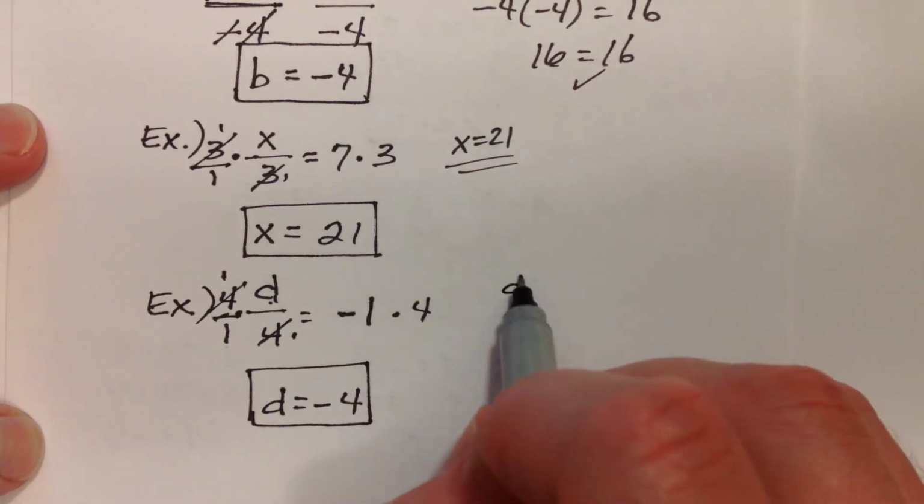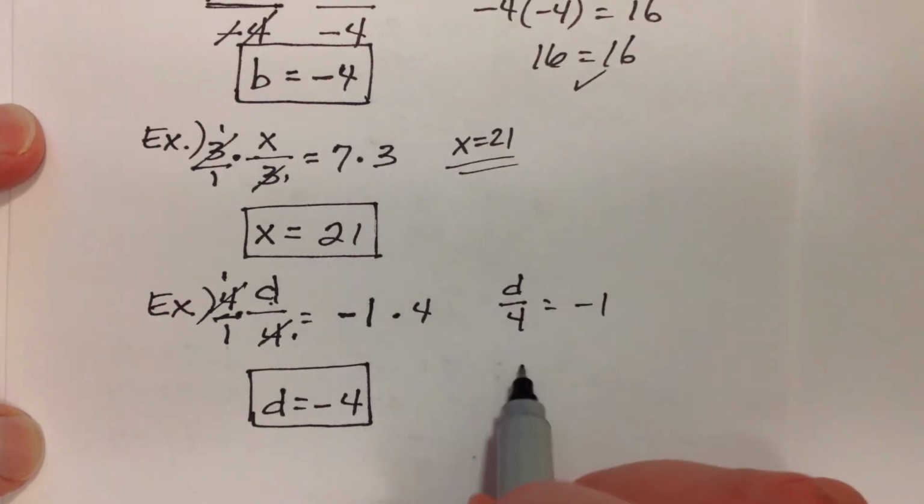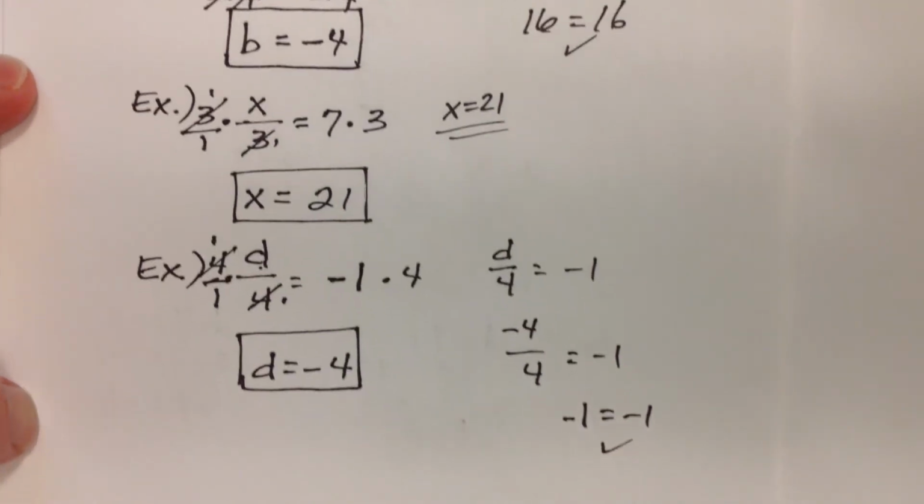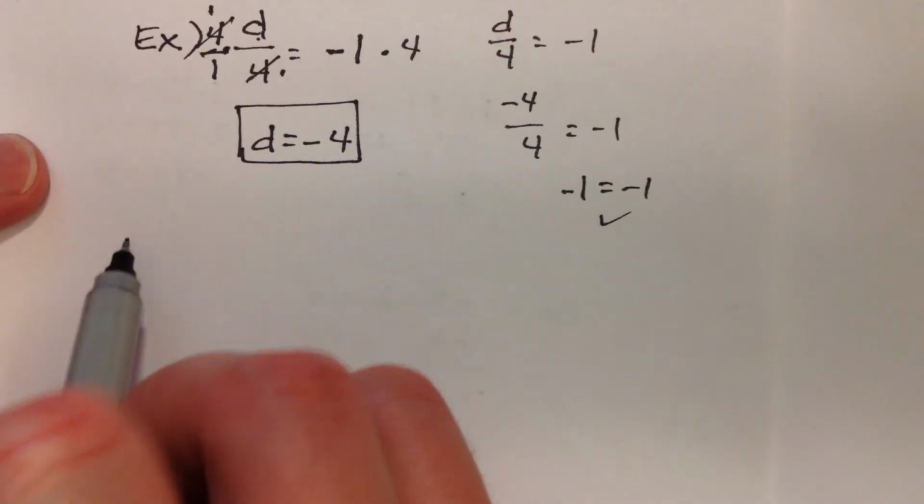And this time let's go ahead and check it again. So I started out with d over 4 equals negative 1. So now let's put my negative 4 in for d. And negative 4 divided by 4. Oh, hey. Negative 1 equals negative 1. Check. It's cool. Works out. Okay, let's keep going and do something a bit harder now.